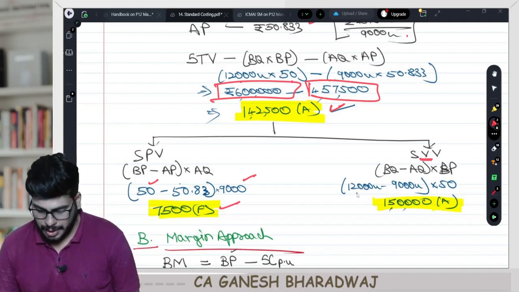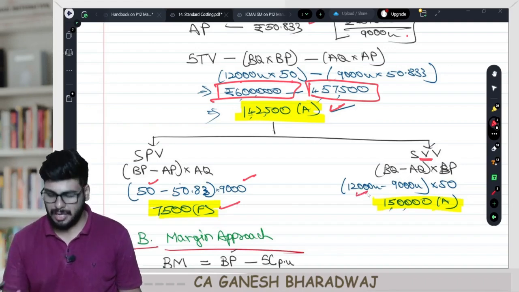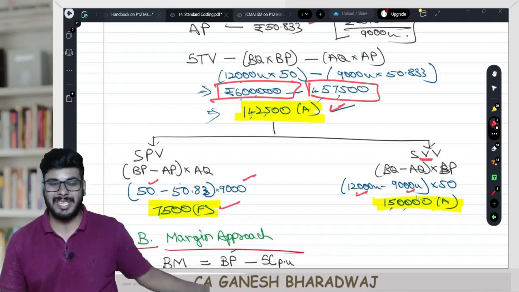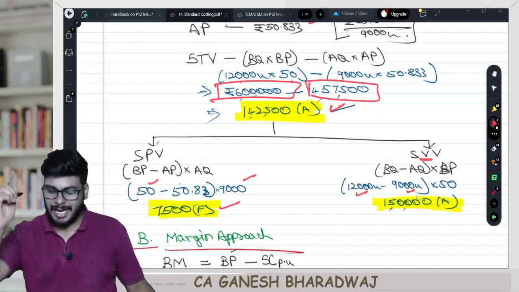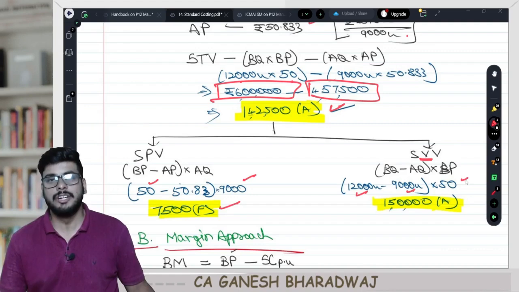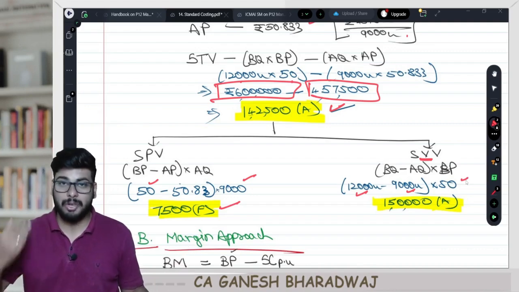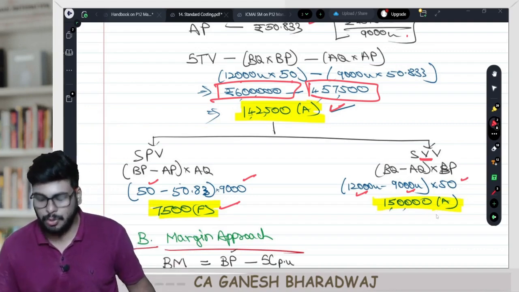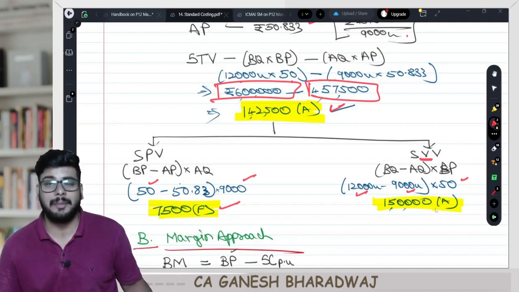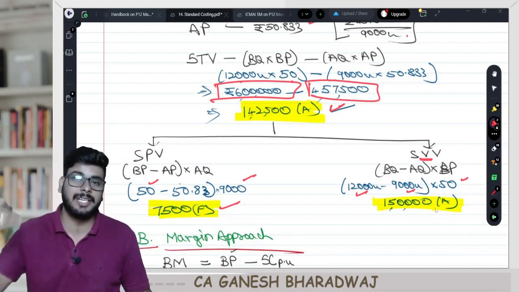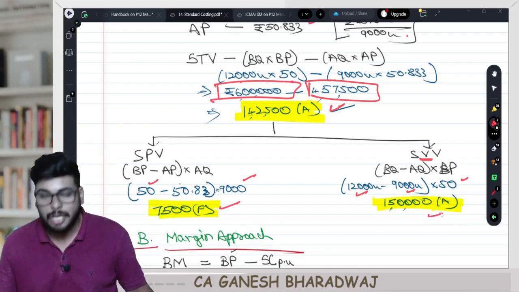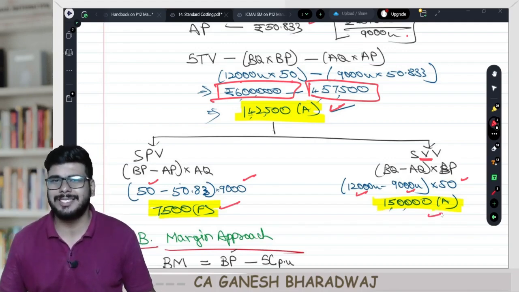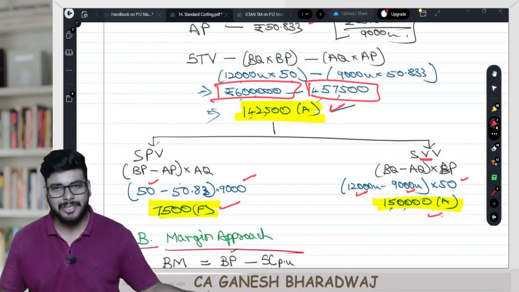Whereas what has happened, the issue happened only on the volume side. The budgeted quantity, I planned to sell 12,000, but I was able to sell only 9,000 units. I sold 3,000 units less, and every unit I planned to sell at 50 rupees selling price. So because of the drop in volume, the entire value of sales that got dropped was 1,50,000 adverse. As simple as that. Clear with this, guys? That is all it is.